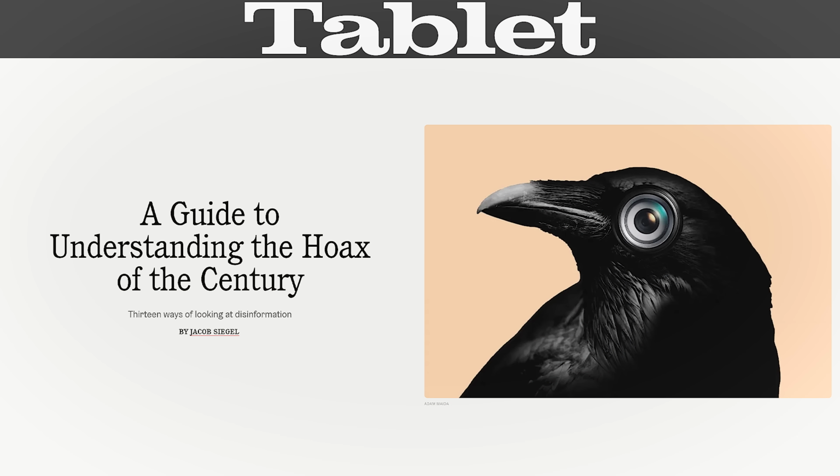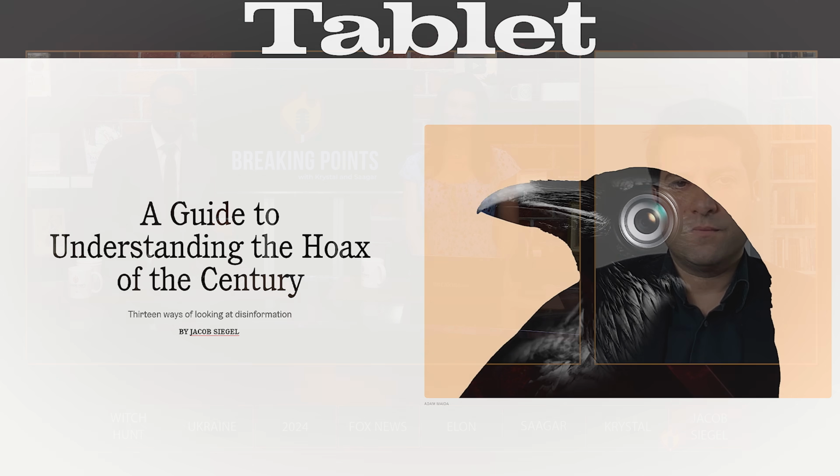Joining us now is Jacob Siegal. He is a senior editor at Tablet Magazine and is the author of a fascinating new piece. Let's go and put it up there on the screen. It's a guide to understanding the hoax of the century, 13 ways of looking at disinformation. It's an important rundown both on the history of the disinformation wars, but also the architecture of the disinformation industrial complex that exists today.